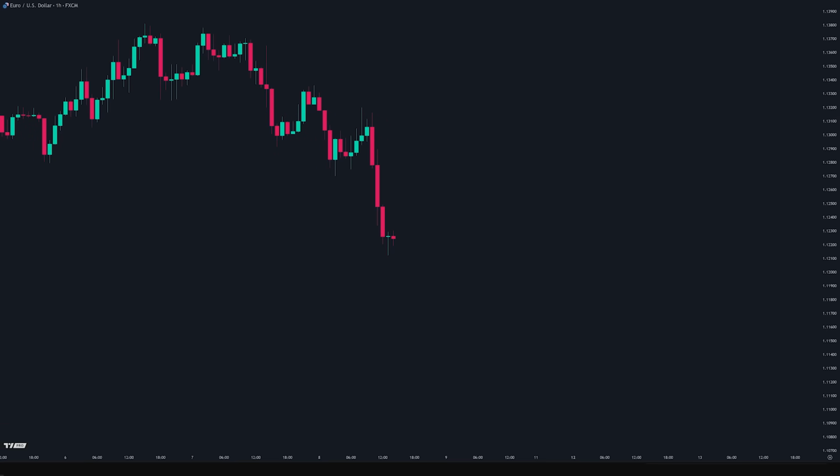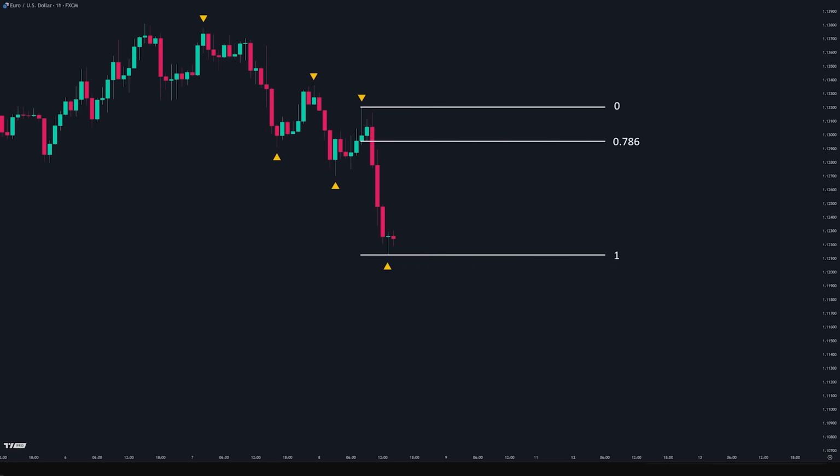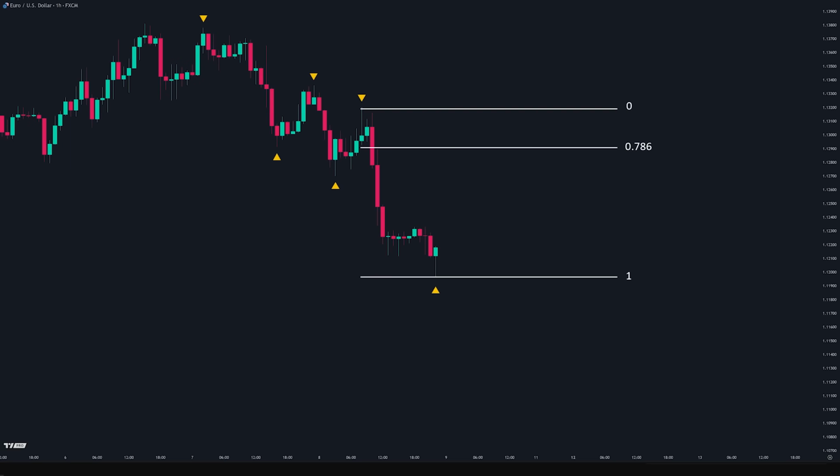Here on the Euro-Dollar 1-hour chart, the latest price action suggests a smooth downtrend with multiple downward movements. So we take the retracement tool and apply it from the start of the swing to the end. Now sometimes you ask, smart risk, how do you know that this is the end of the impulsive move? The answer is that we don't know, and we don't need to. If the price continues pushing downward, we simply adjust the retracement tool to fit the latest price action.